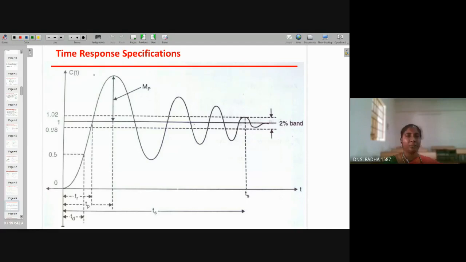C of t graph of underdamped second order system. You can see the graph is slowly increasing, going above the dotted line. This is the input 1. A thick line is drawn. Okay, this line is input.